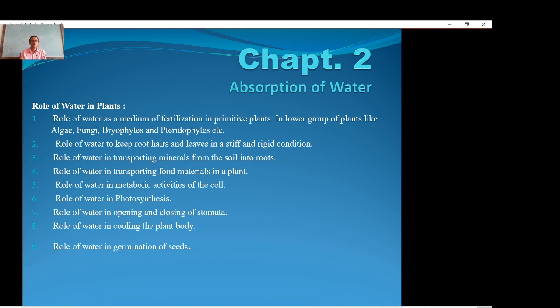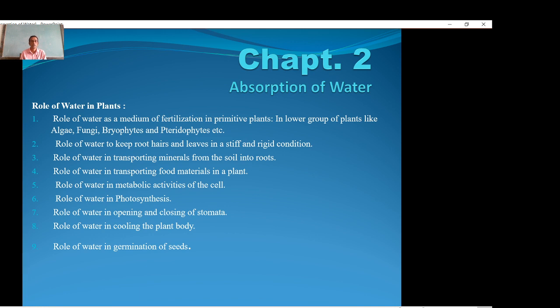Then the next role is the role of water in cooling the plant body. We discussed it in the seventh role. The plant releases water in the form of water vapors. When water is removed in the form of water vapors, finally it decreases the temperature inside the plant body. Means water is responsible for cooling the plant cells and the plant body.